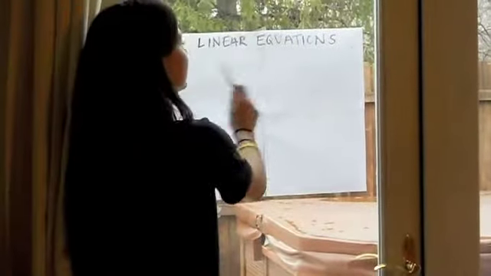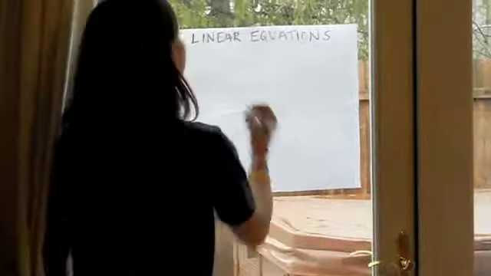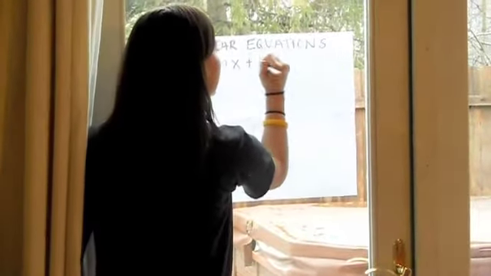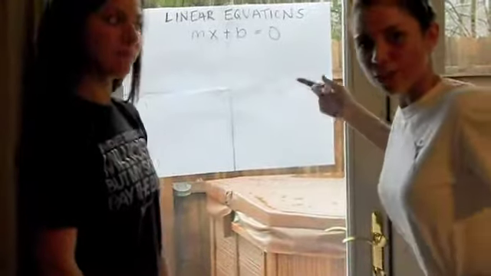We're going to be solving linear equations. A linear equation can be written in the form mx plus b equals 0. Now we're going to start out with an example problem.